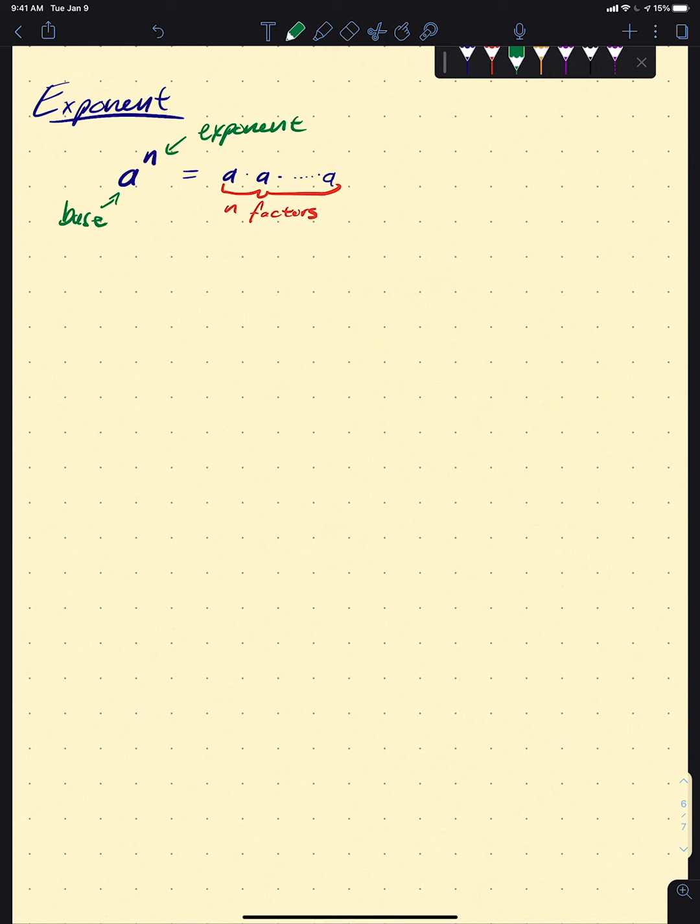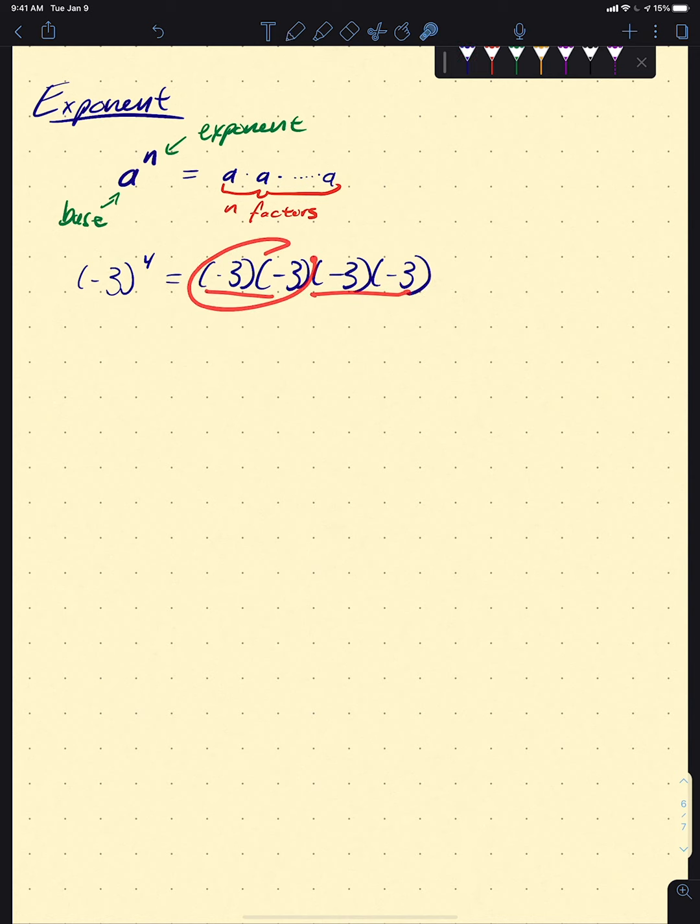So we can do something like, let's say, minus 3 to the fourth, right? This is minus 3 times minus 3 times minus 3 times minus 3. We can break this up: this is 9 and this is 9, and 9 times 9 is 81. Fairly straightforward. But what happens when we combine them, right?